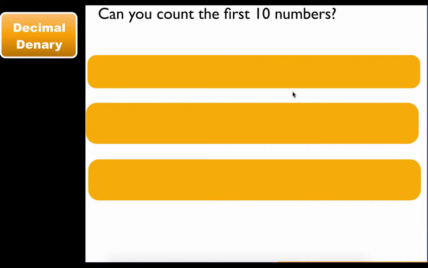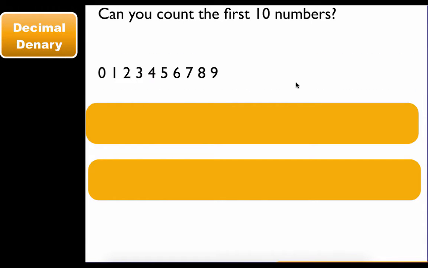Okay everyone, we're going to talk about different number systems, but before we start, I'd like to see can you count the first 10 numbers? Go ahead and give it a go. Now if you said the first 10 numbers was 1, 2, 3, 4, 5, 6, 7, 8, 9 and 10, well, you're wrong. The first 10 numbers are 0, 1, 2, 3, 4, 5, 6, 7, 8, 9.